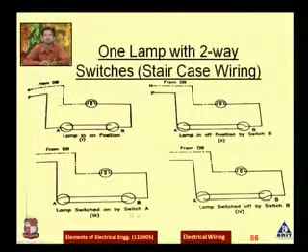Okay, let us take the simple example. Here I have one lamp and a two-way switch. As I have mentioned, you have to connect the switch in the phase only. So you can see that the switches are connected with the live wire only. None of the switches are connected with the neutral, right?